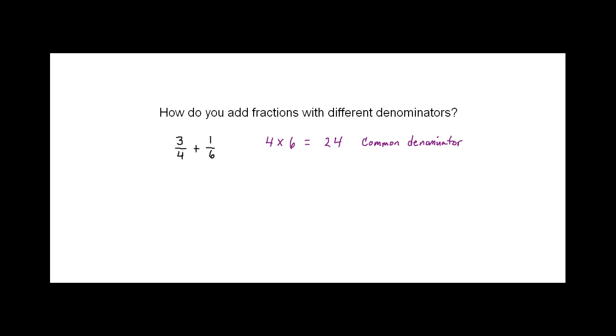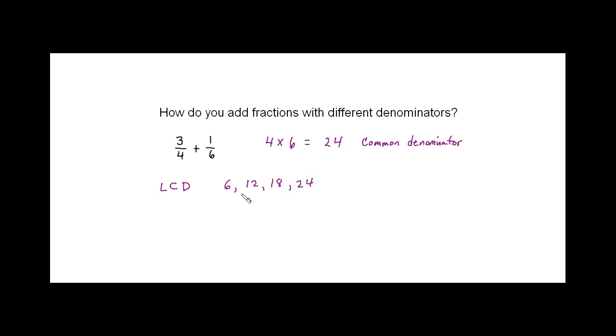There's a smaller number that's a multiple of both 4 and 6, and that would be our least common denominator, or LCD for short. One way to find the least common denominator is to list the first few multiples of the larger of the two denominators, and in our case that would be the number 6. So some multiples of 6 would be 6, 12, 18, 24. We can stop there.